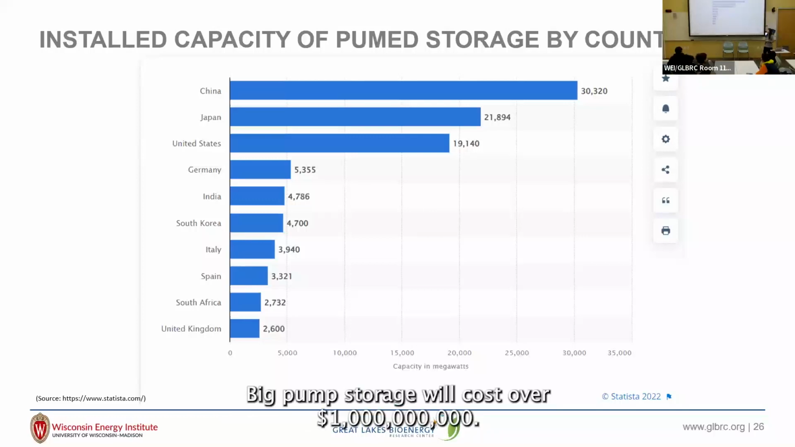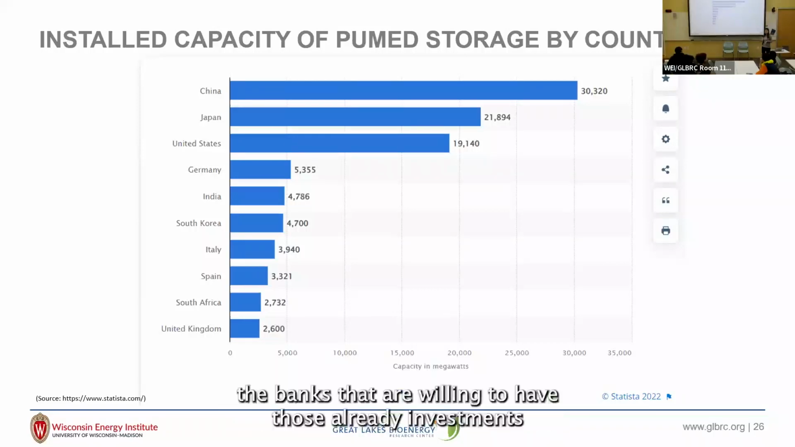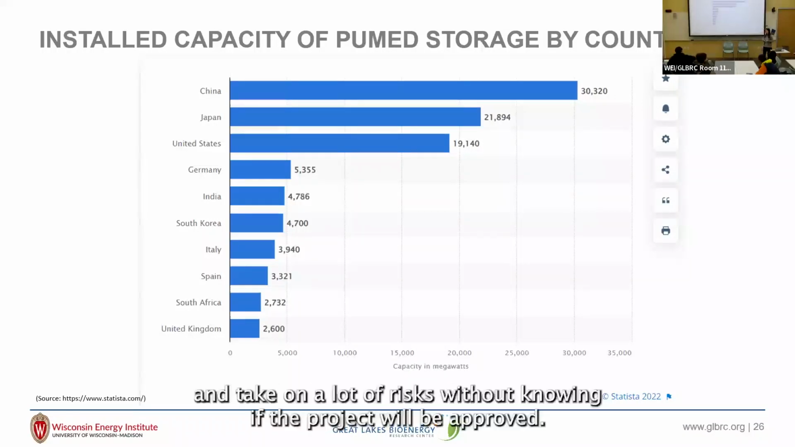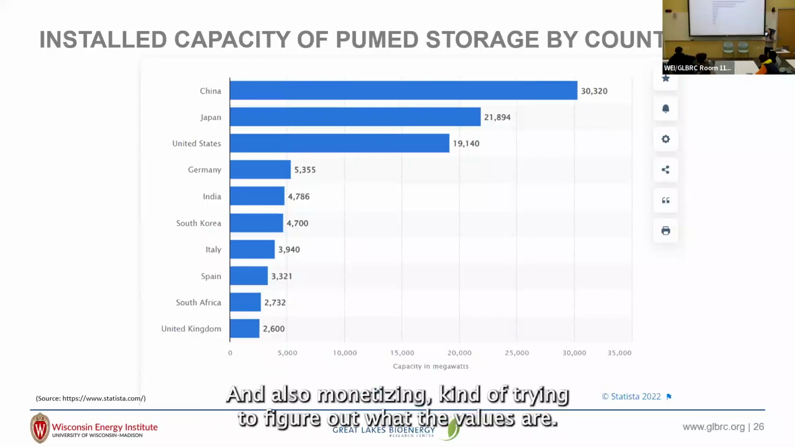Big pump storage will cost over $1 billion, for example, the big ones. Finding the investors, the banks that are willing to have those early investments and take on a lot of risks without knowing if the project will be approved, that's a big hazard. That's a big risk upfront. So it's very difficult. And also monetizing, kind of trying to figure out what the values are.